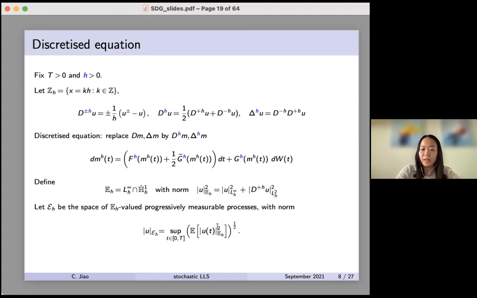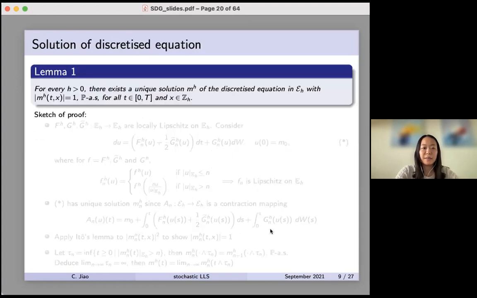Note that I also have an L2 norm on the probability space. In general, this can be replaced by any Lp norm for p greater than or equal to 2. The argument is essentially the same. And here comes our first lemma.